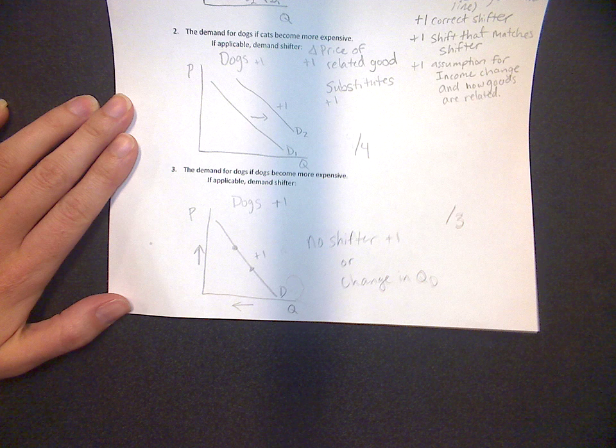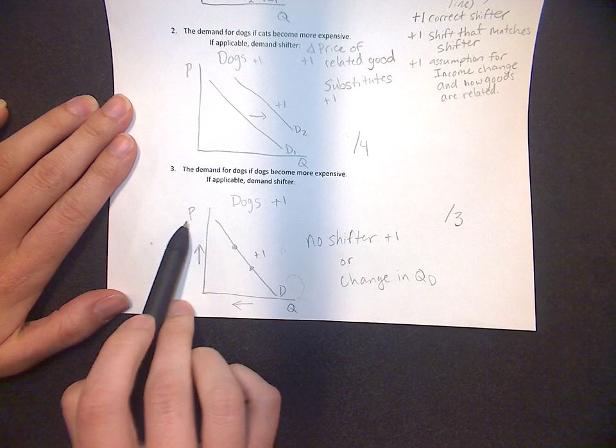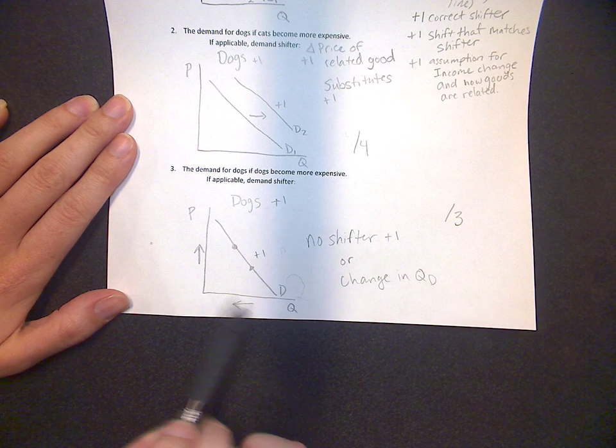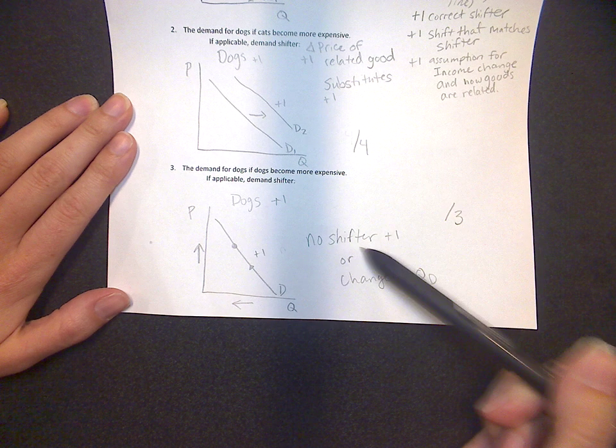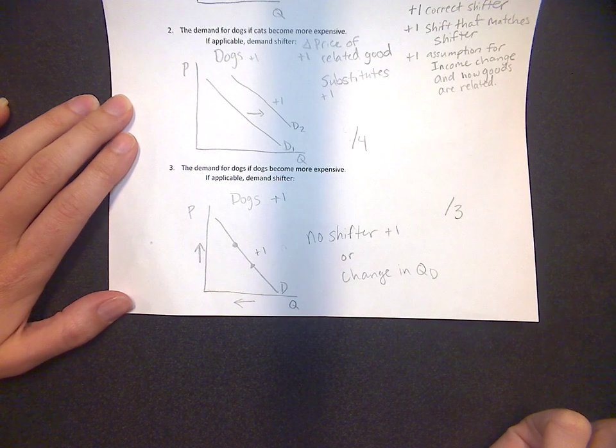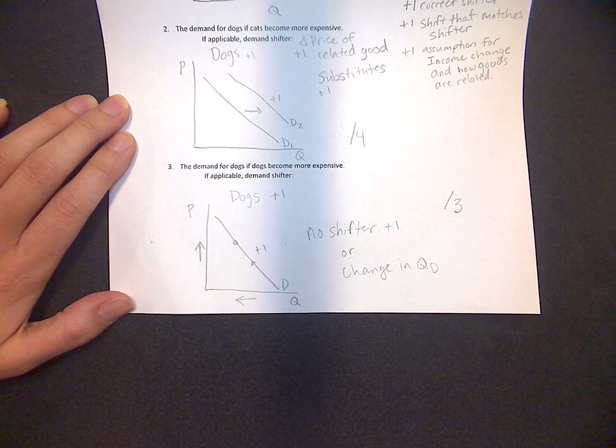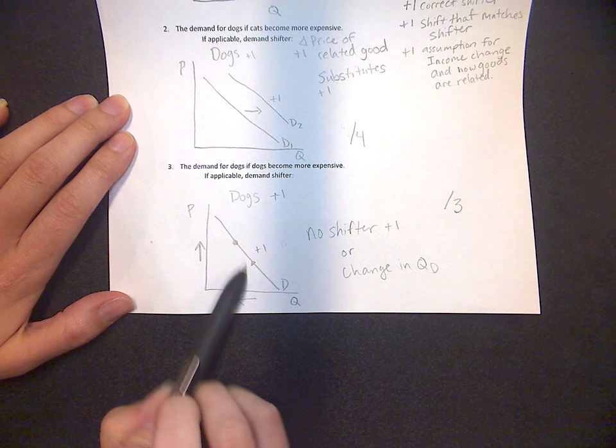Okay, demand for dogs if dogs become more expensive. So again, we have dogs, nothing else, just dogs. Okay, PQ. So that's +1 for those labels. There's no shifter here, right? Dogs are more expensive, but there's no other reason why people don't want as many dogs. It's just they're more expensive. So that's a change in quantity demanded.